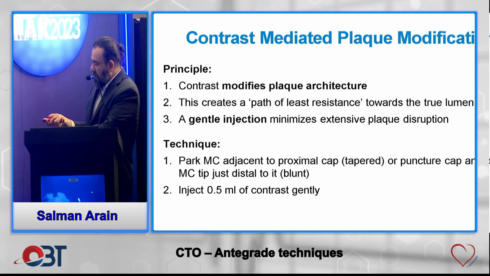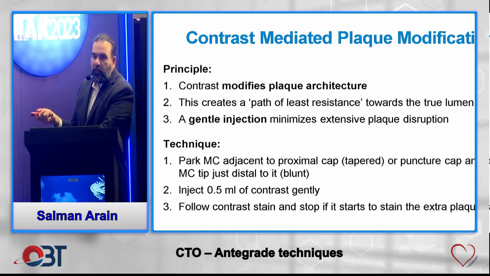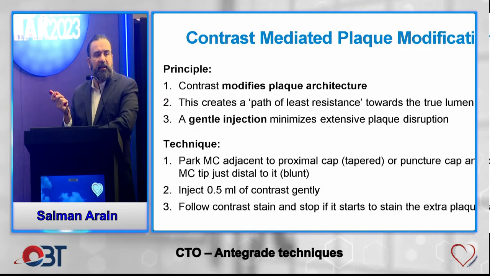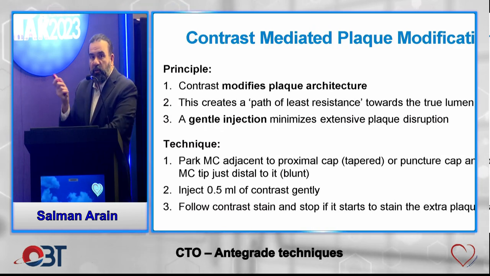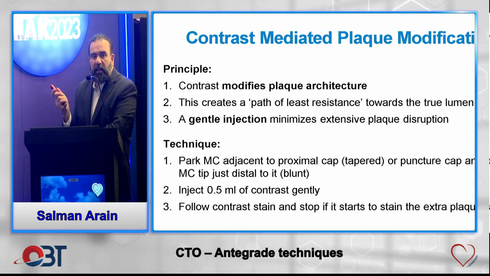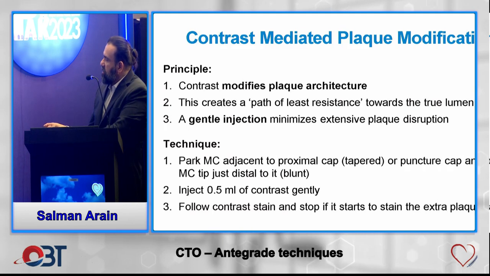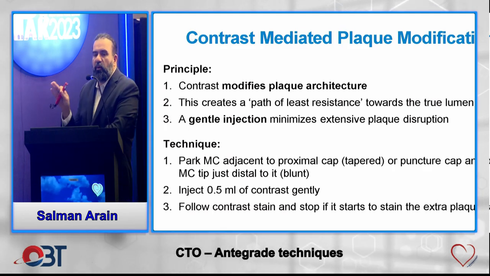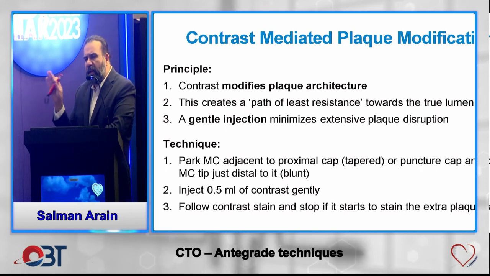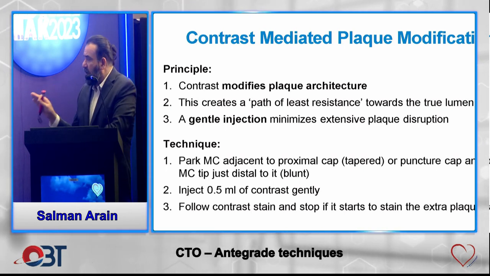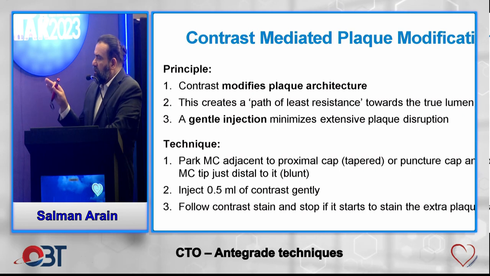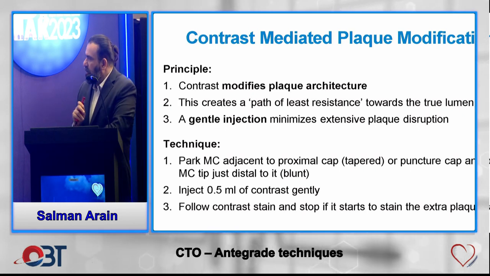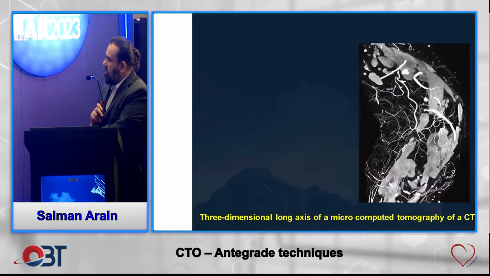And you have to keep your eye on the catheter tip, because you want to see where the contrast is coming from the catheter tip, the stain, which way the contrast stain is going. If the stain starts to get into the extra plaque space, you want to stop, because maybe you don't want to do that. Many times you can try it and you end up going extra plaque, but if you can, try and stop it there to understand what the stain is doing. Okay, so this is the principle.